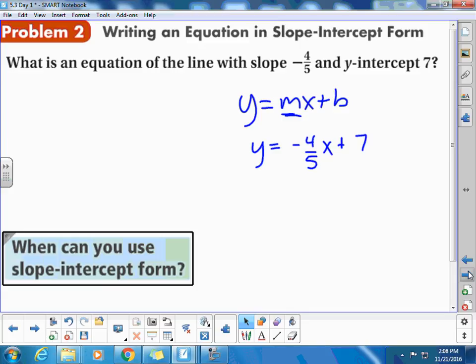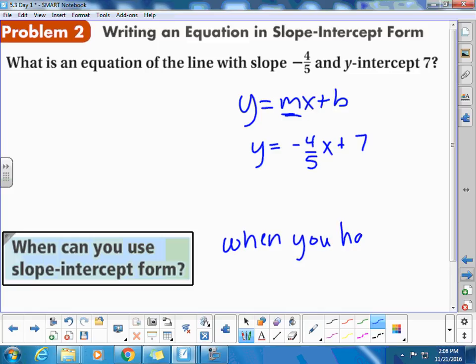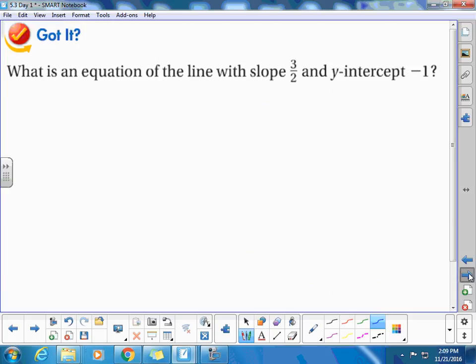When can you use slope-intercept form? Pretty basic, but it's when you have a slope and the y-intercept. It's just filling in those 2 things, the slope and the y-intercept. Sometimes you have to find the slope or the y-intercept depending on what information you're given, but those are the 2 things you have to be able to get. So what's the equation with a slope and a y-intercept? Again, go ahead and do this one. You should have m equals 3/2, since it's y equals 3/2 x minus 1.